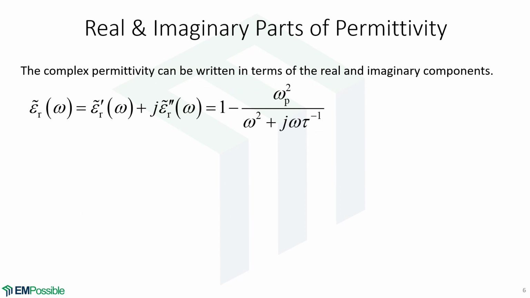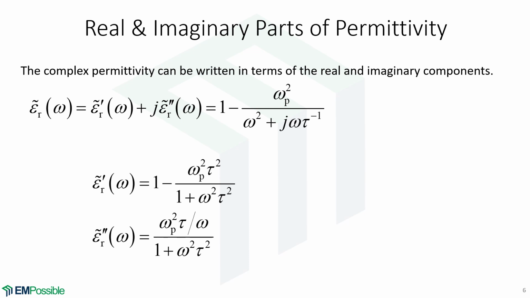One thing we did with the Lorentz oscillator models, we looked at the real and imaginary parts, and it's even particularly important for metals because this will lead into discussion of conductivity. So we start off with our Drude model that gives us our complex permittivity, and through a series of math, we can arrive at the real and imaginary parts of permittivity for the Drude model.